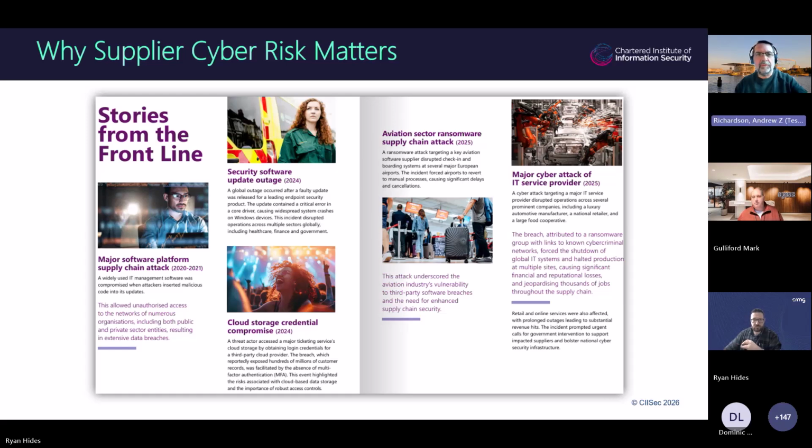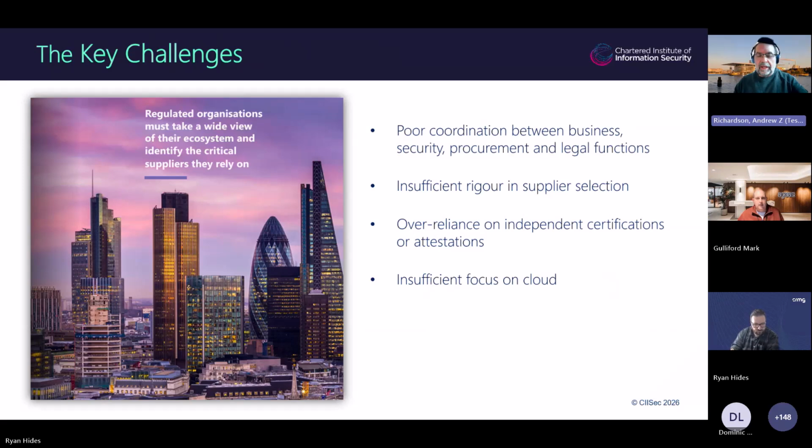Brilliant. Okay, let's move on to the next slide then. So the guide outlines several systemic challenges: lack of coordination between business functions, inconsistent supplier selection approaches, over-reliance on certifications, and growing regulatory burden. So the guide stresses poor coordination between procurement, legal, security, and the business. Why does this misalignment occur so often?